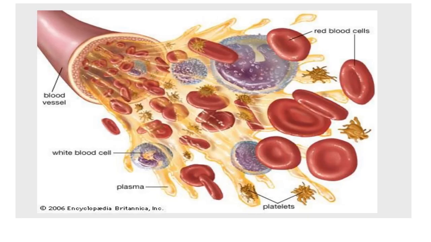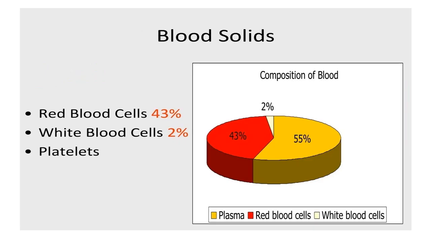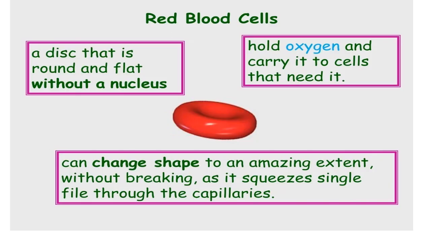And here we can see the blood vessels, white blood cells and RBC. The lifespan of RBC is 120 days. And the plasma is 90% water, a yellow colored liquid that carries the cells and the platelets. And the blood solids: red blood cells 43%, white blood cells 2%, and it is also composed of platelets.